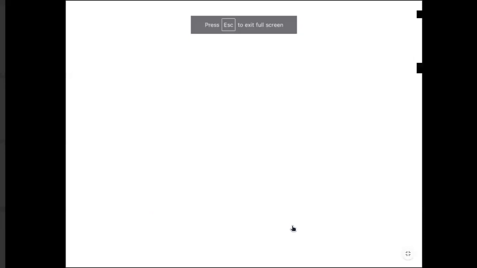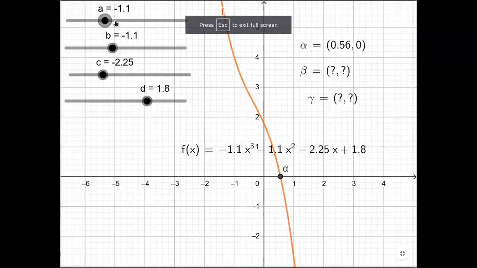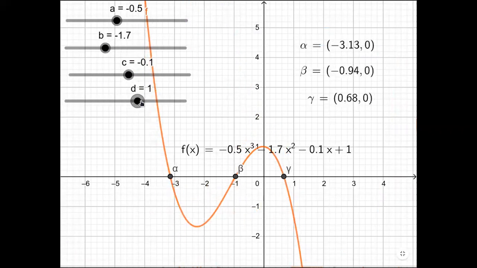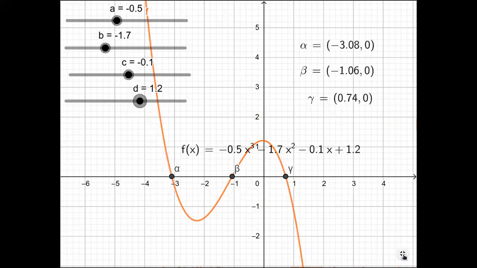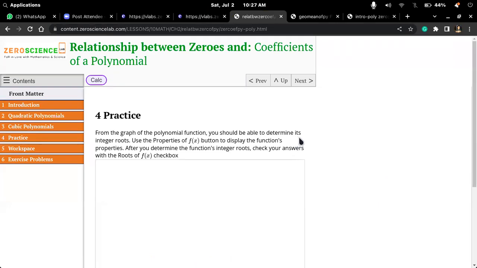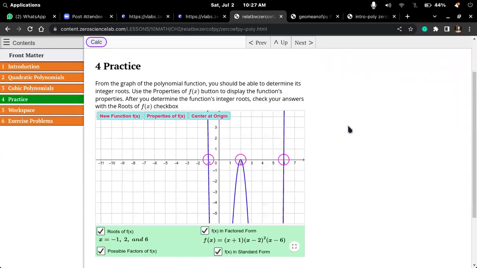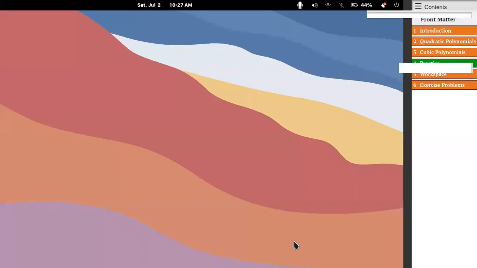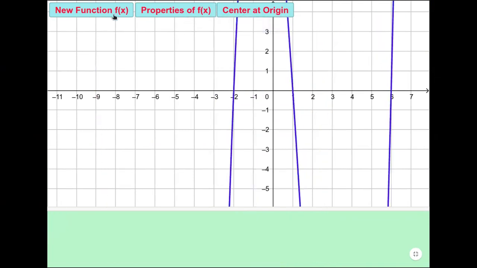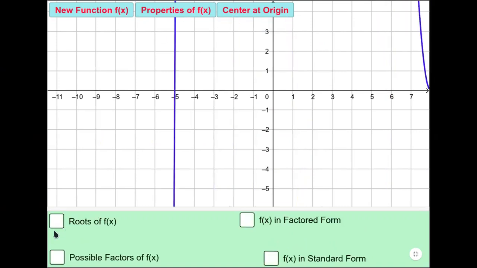This is an exploration, very simple. As usual, these are the coefficients. We can vary them. So we can get the values of this one. Next. This is an extra activity we added, and you can verify whether you can select any function, and at the properties, what the roots of it are. So possible factors and the standard form.